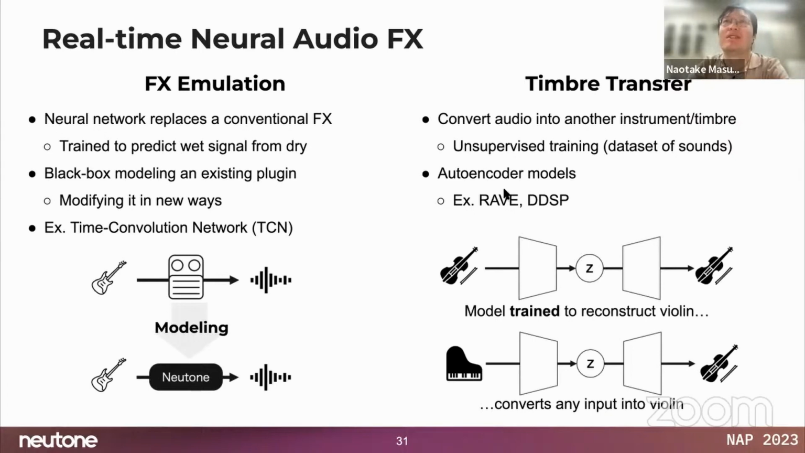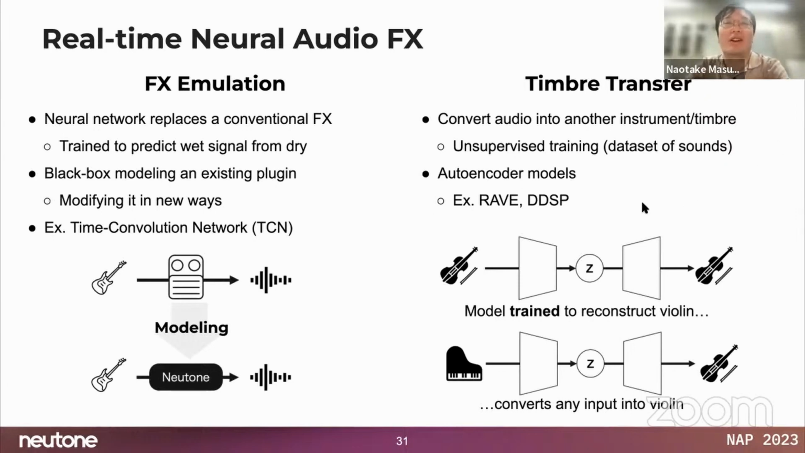And the second type of model is the timbre transfer model, and I guess you've seen the examples by Andrew. So timbre transfer converts the input audio into that of another instrument or just a generic sound timbre. And this is a type of unsupervised problem. So to get a violin timbre transfer model, you just get a bunch of violin sounds and train the autoencoder.